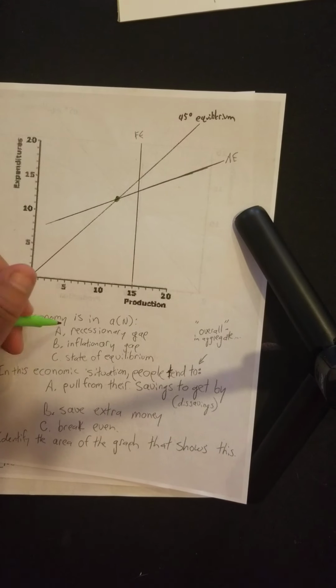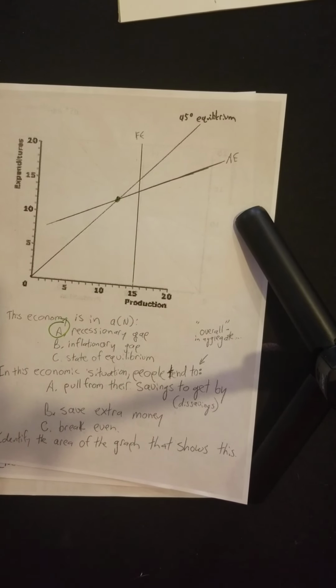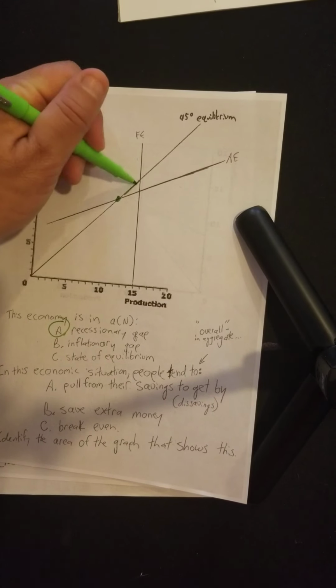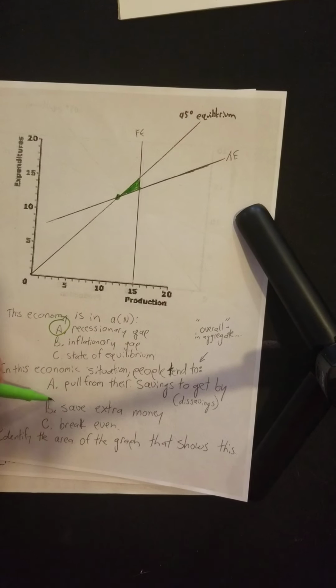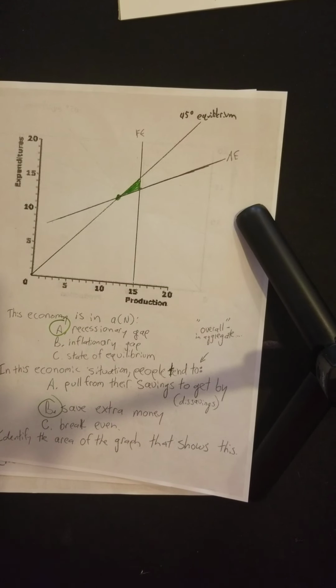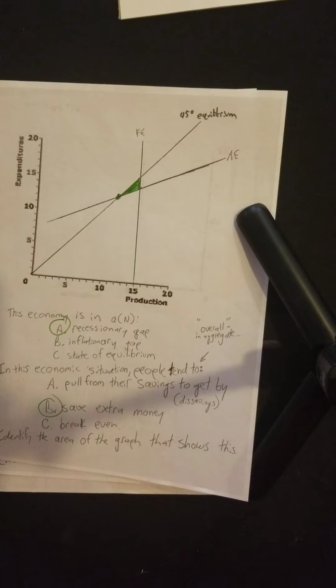Okay, so we hopefully know right now we're in a recessionary gap, which means that this is the area of savings. So they're saving extra money. And I just identified the area of the graph that shows that. Not bad.